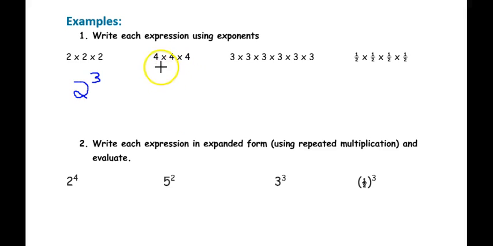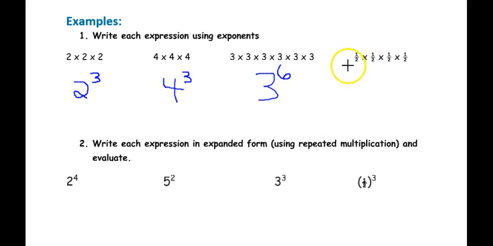Second example, 4 times 4 times 4. The base is going to be 4, and I'm multiplying the 4 together 3 times. Next, 3 times 3 times 3 times 3 times 3. The base is 3, and I'm multiplying that together 6 times.